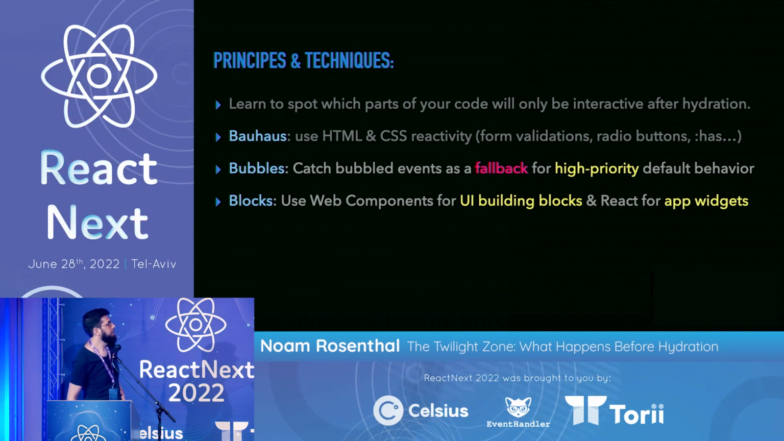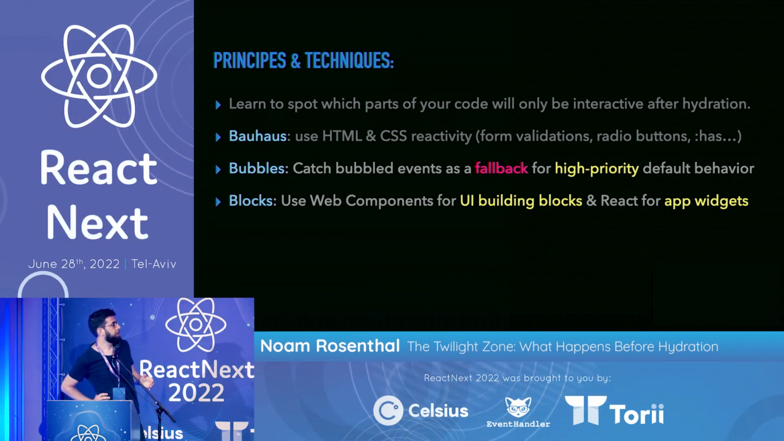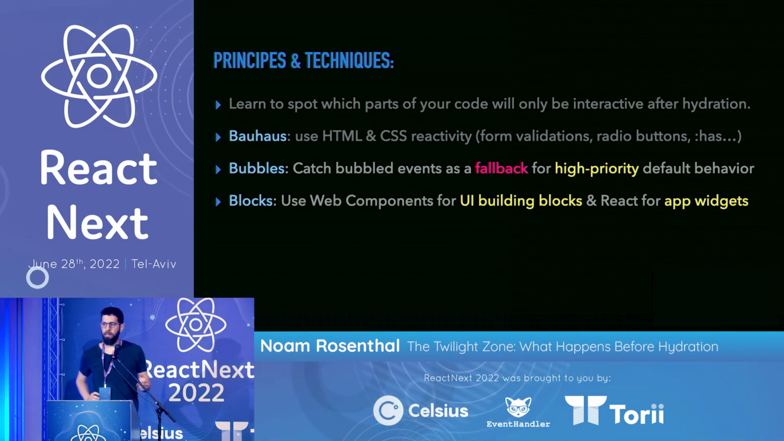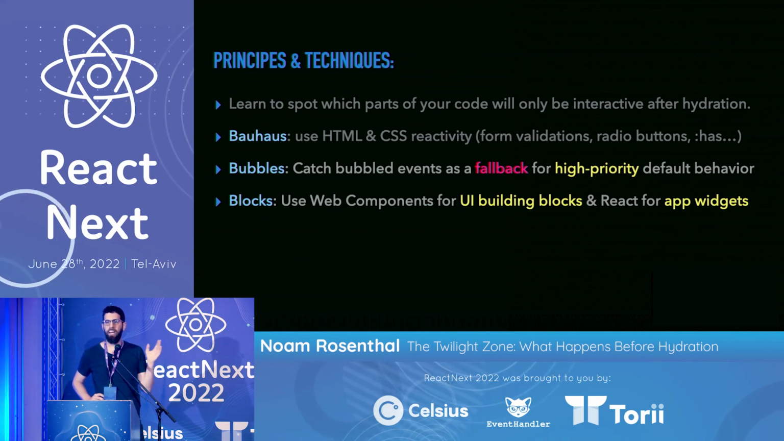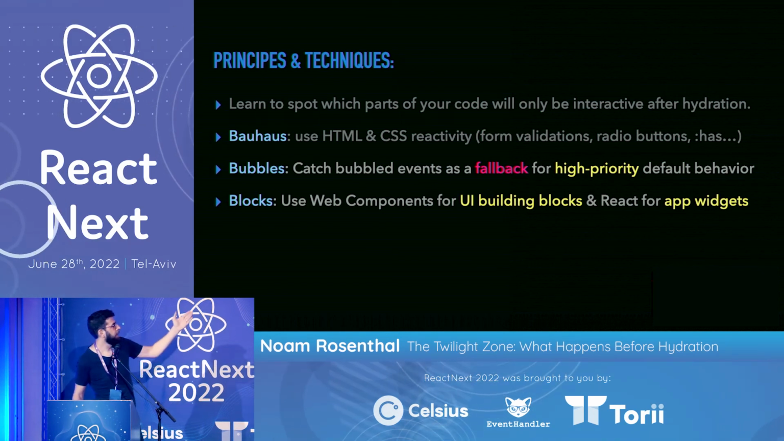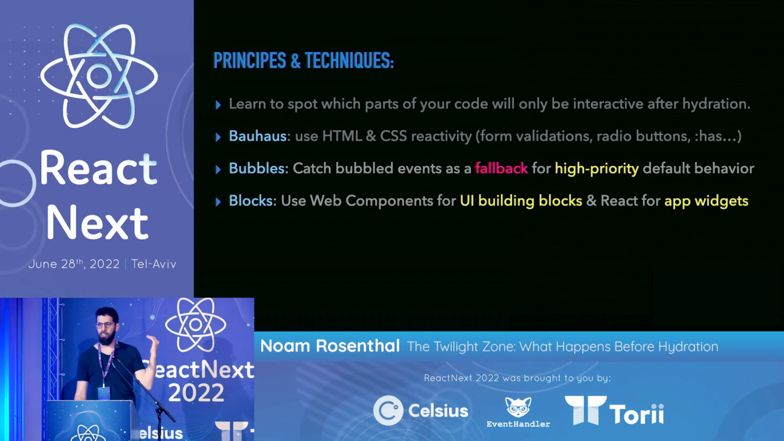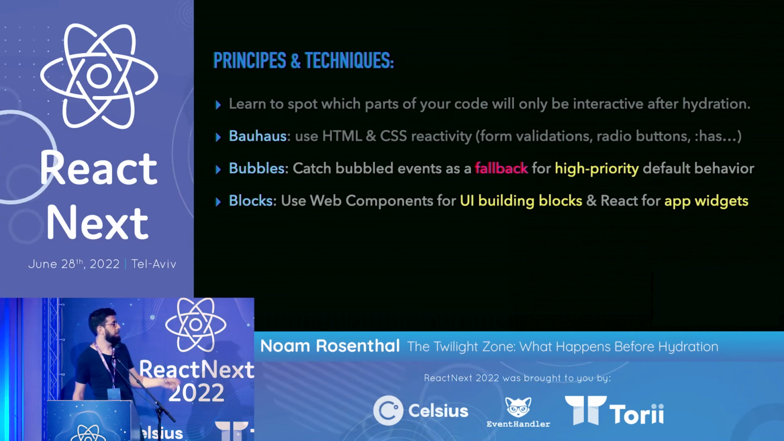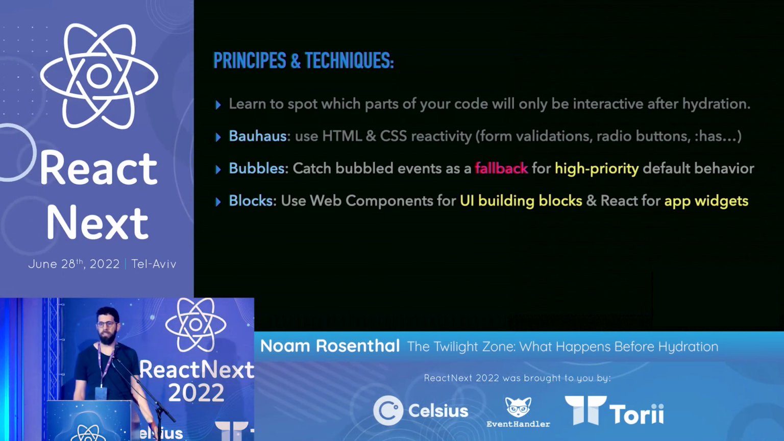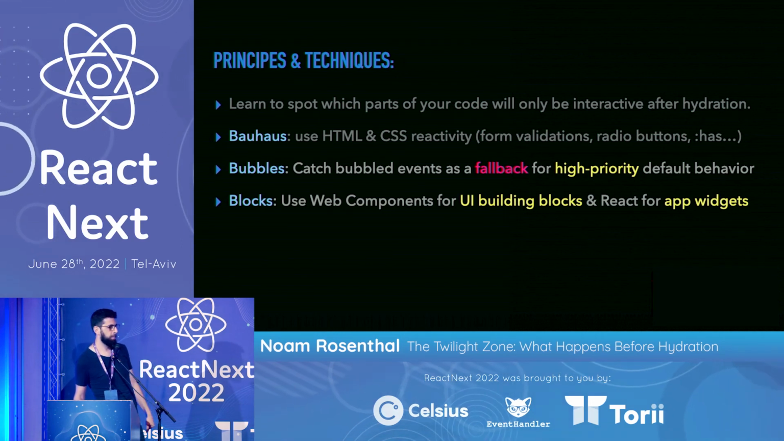So, principles and techniques. Learn to spot which part of your code will only be interactive after hydration. You saw several examples of it that all kind of look the same. Bauhaus: use HTML and CSS reactivity, form validation, read MDN, be curious, be playful. Bubbles: use bubbles in events as a fallback. And blocks: use web components for UI building blocks.